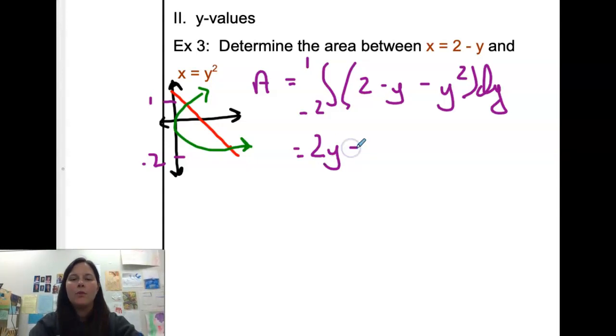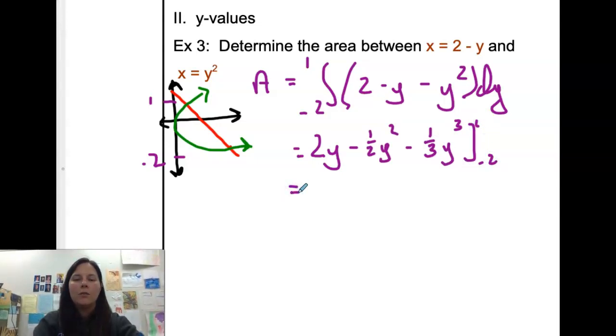For our y, we are going to add 1 to the power, multiply by the reciprocal. For our y squared, we are going to add 1 to the power and multiply by the reciprocal. This time our integral was from -2 to 1. Again, those y values. Subbing 1 in, we get 2 minus 1/2 minus 1/3 minus parenthesis.